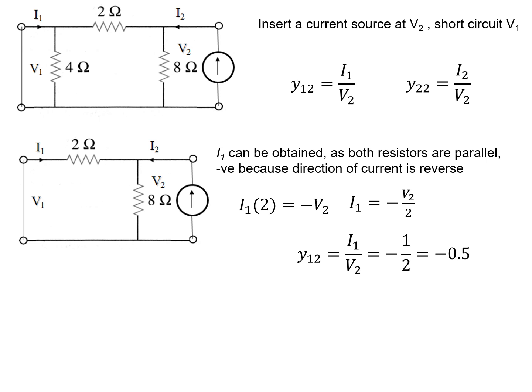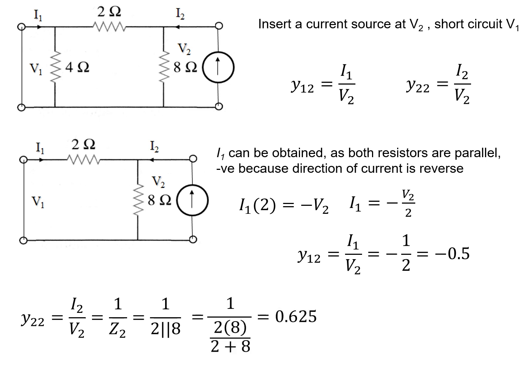Y12 is I1 over V2, so we'll just move it around. It will be negative 1 over 2, that is negative 0.5. Now for Y22, I2 over V2 is actually 1 over Z2, or the admittance from the output point of view, and that is 1 over 2 in parallel with 8 ohms. And by doing that, we'll have the value as 0.625. So in total, our admittance parameters are as shown: 0.75, minus 0.5, minus 0.5 and 0.625 in Siemens.